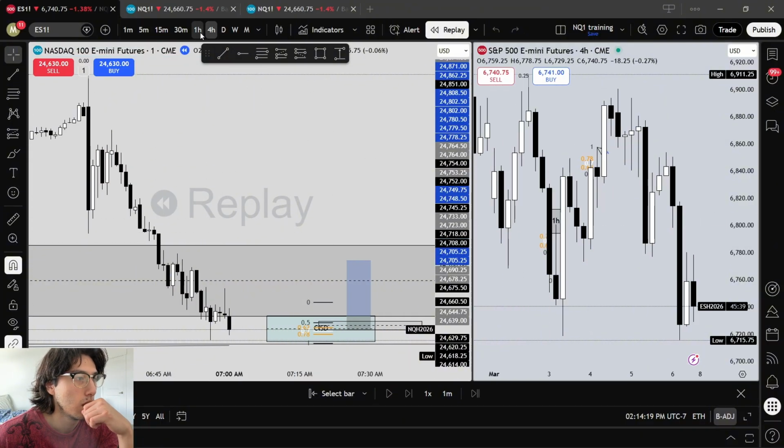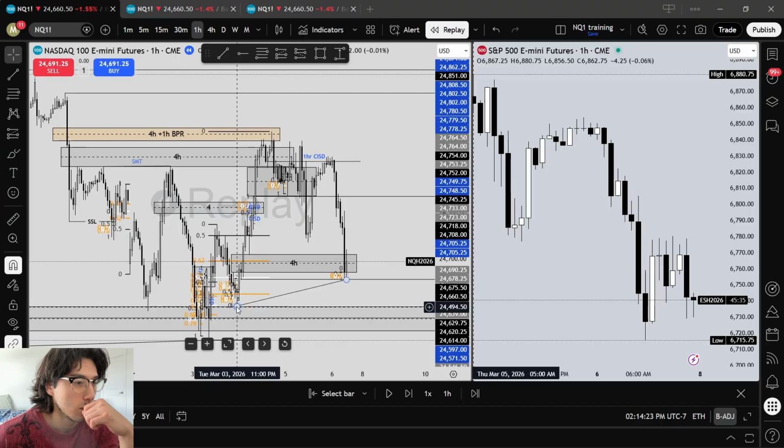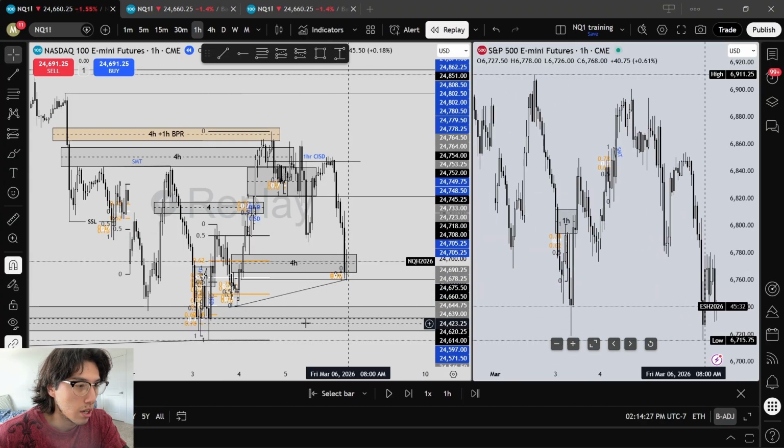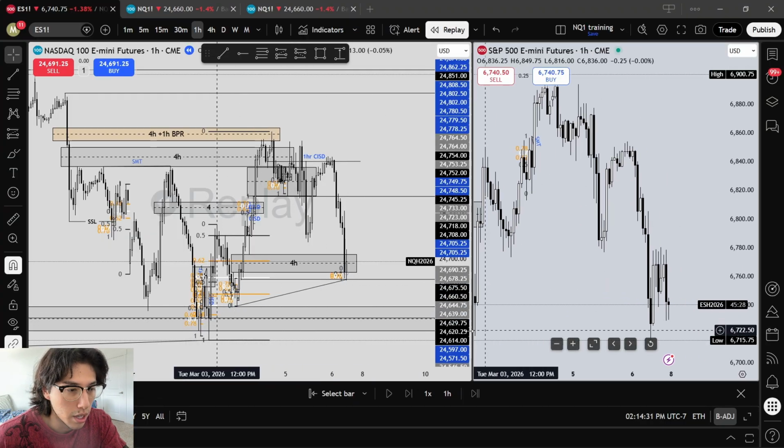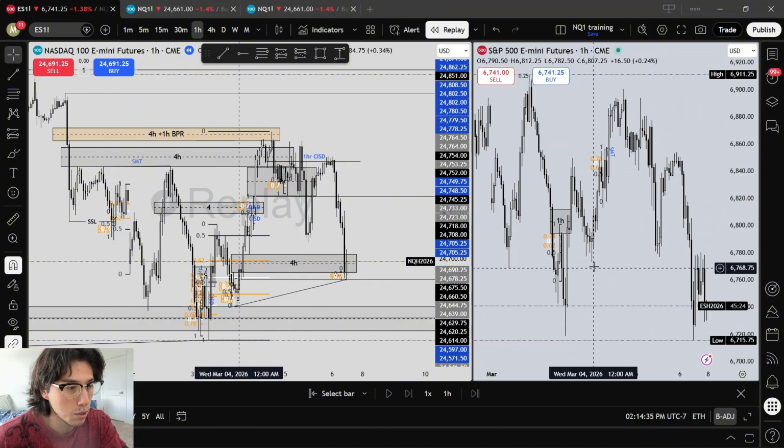We had this huge, like a 1 hour, 4 hour, whatever it is, S&T on ES and NQ. NQ had failed to sweep this low, but ES came down. Oh yeah, we swept this right here.